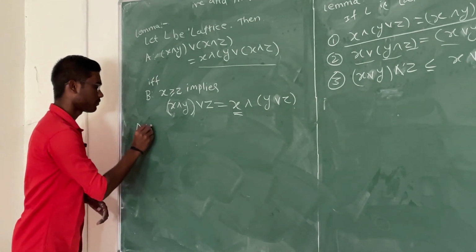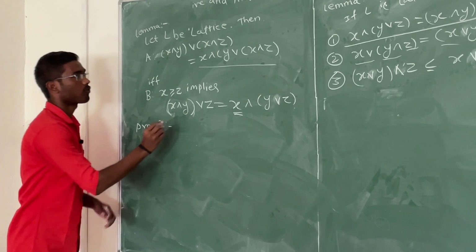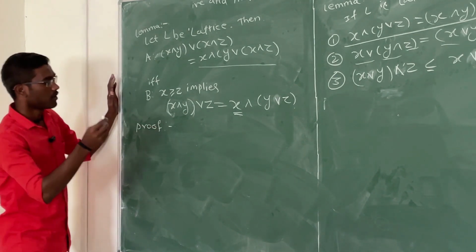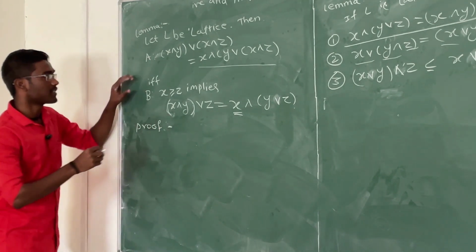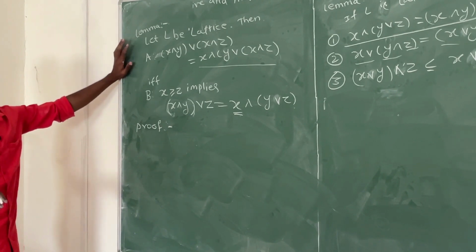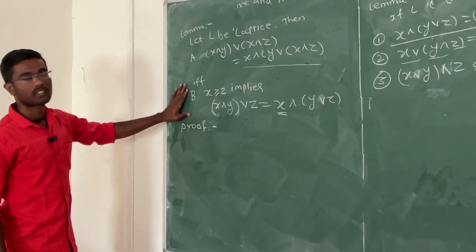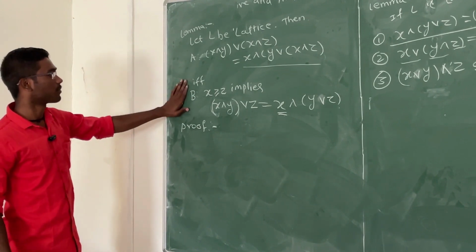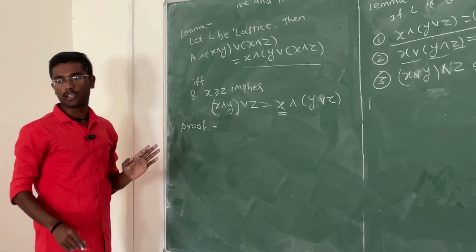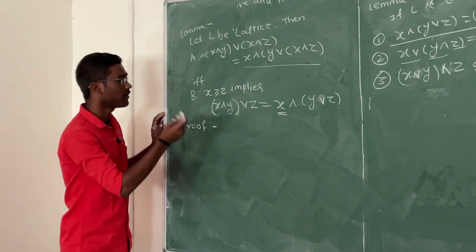Now, proof of this statement. First, if it is an if and only if statement, then we can prove it by assuming one is true and proving the second one. And another way is the converse part. If B is true, we can prove A.